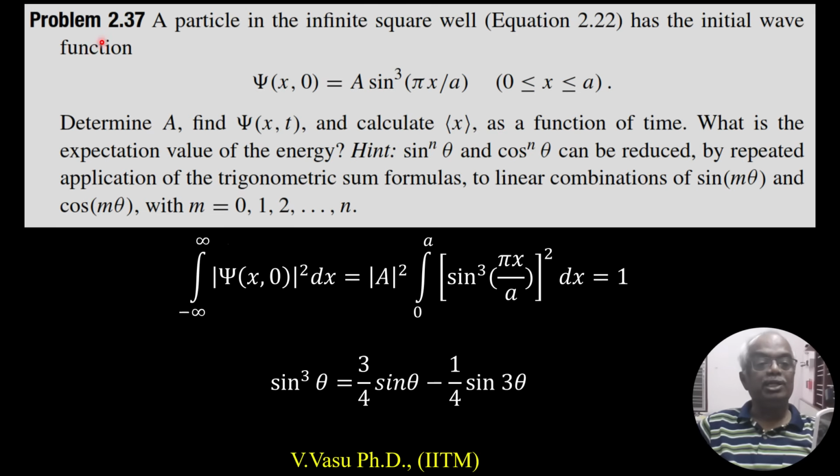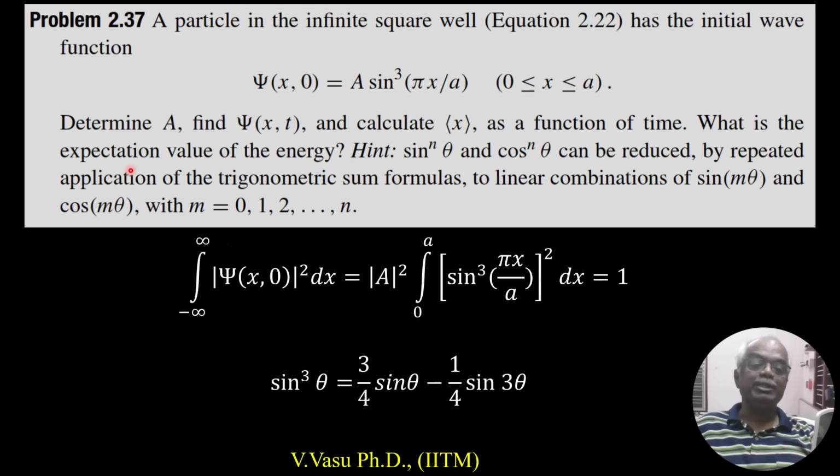Today we are going to solve problem 2.37 in a very simple manner. Problem 2.37 is a particle in the infinite square well, that is equation 2.22, has initial wave function psi of x and 0 equal to A sin cubed of pi x over a, between the limits 0 to a. Determine the normalization constant A, find the time dependent wave function, and also calculate the expectation value of x as a function of time.